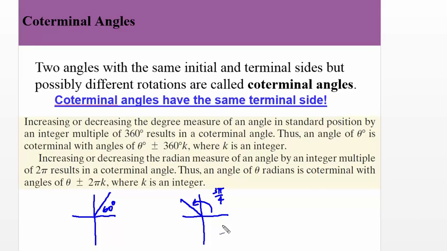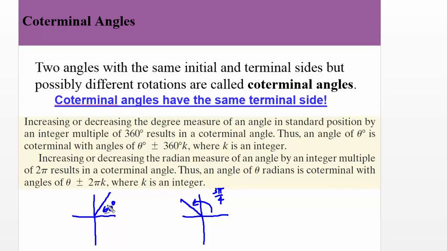All right, we're going to look at what's called coterminal angles here. Two angles with the same initial and terminal sides, but possibly different rotations are called coterminal angles. So what I like to say is coterminal angles have the same terminal side. So we'll look at an example in degrees and one in radians here. So if you go adding or subtracting 360 degrees, and you can, this K number, you can do it as many times as you want.